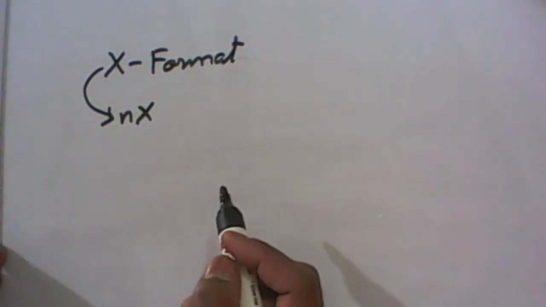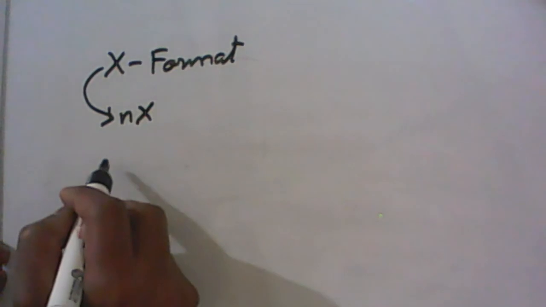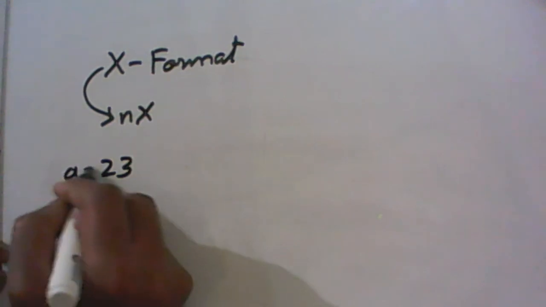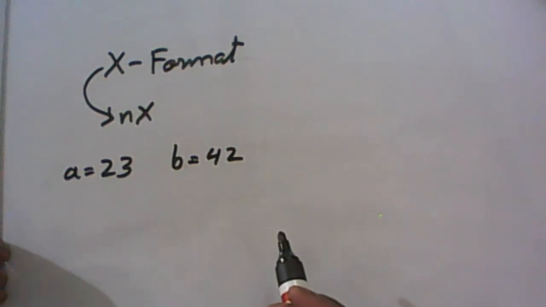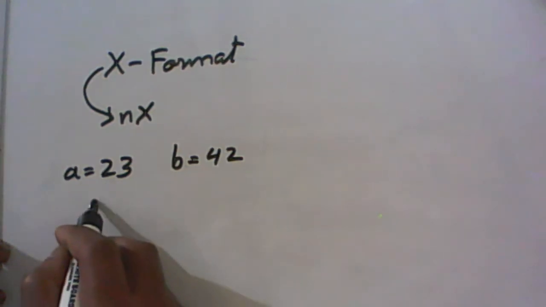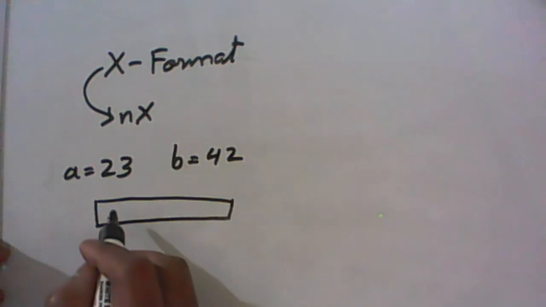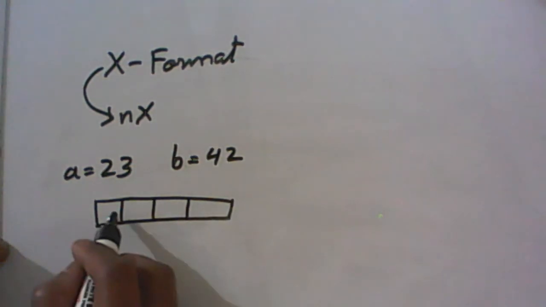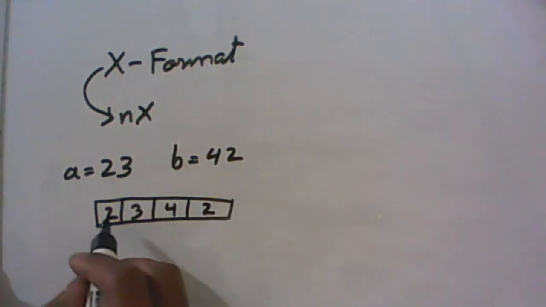Say, for example, I need to write out two numbers, a is equal to 23 and b is equal to 42. If I don't specify any format, then the compiler will just write the numbers like this. In the memory, it will store two places for the first number and two places for the second number. So on screen, it will be written as 2342. It becomes difficult to differentiate between the two numbers.